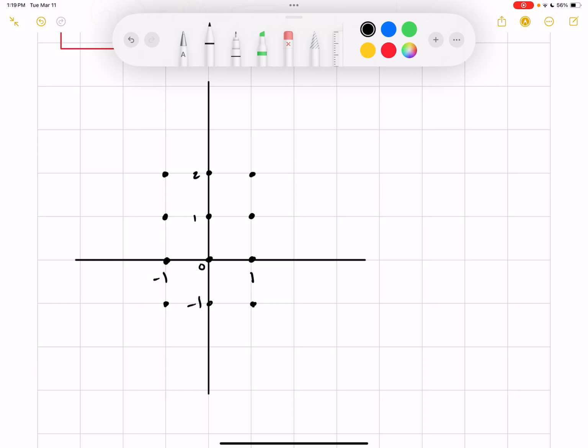Anyways, we know that the slope at any point (0, y) will be the cosine of 0, because if I plug in 0, I get 1, right? Because the cosine of 0 is 1. So anywhere on the y-axis, it's going to have a slope of positive 1.